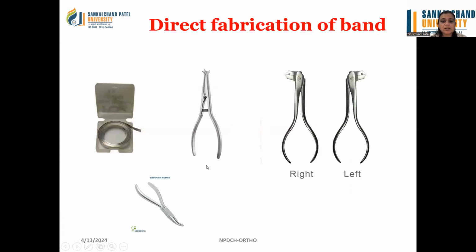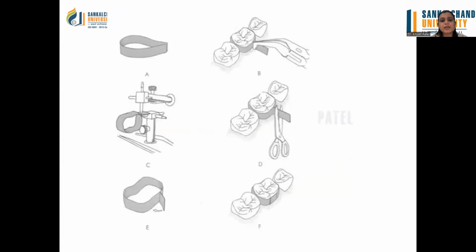This is a band material. These are different types of pliers. These are the hole pliers, right and left, and a band pinching plier. These are the pliers which normally we use to fabricate the band for individual tooth. So in this figure, you can see first we cut the band material, whatever is required for individual tooth. Then intraorally in figure B, by using the hole plier, we can adapt the band material and we mark that lingually using this plier.